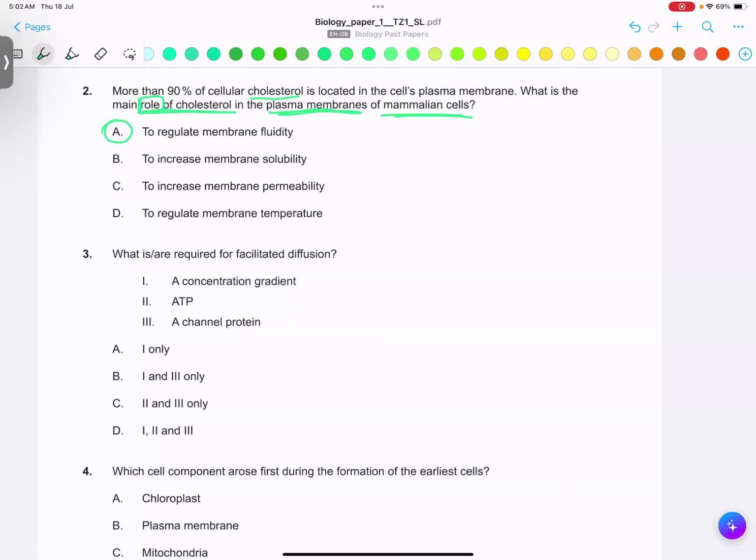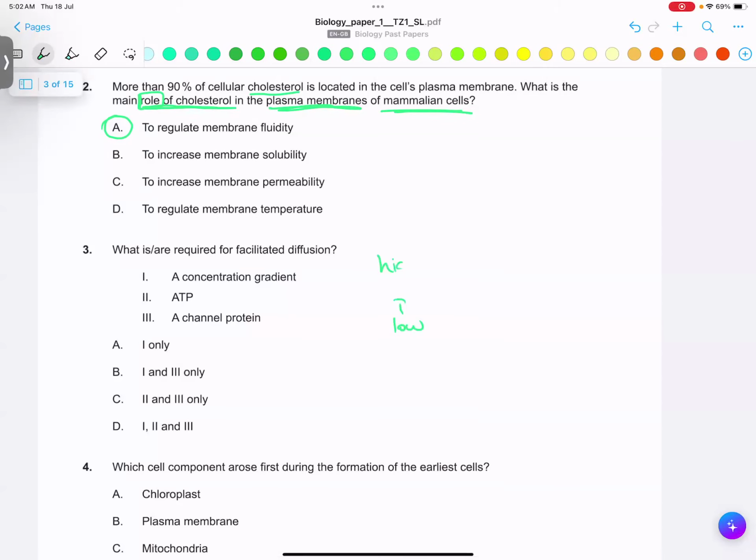Now, for the third question, what is required for facilitated diffusion? We do know that facilitated diffusion goes along a concentration gradient. It does not necessarily require energy, but it does require some assistance. And what will the assistance be? A channel protein, which can help it go through because it cannot go through the membrane on its own. Hence, the right answer is B.